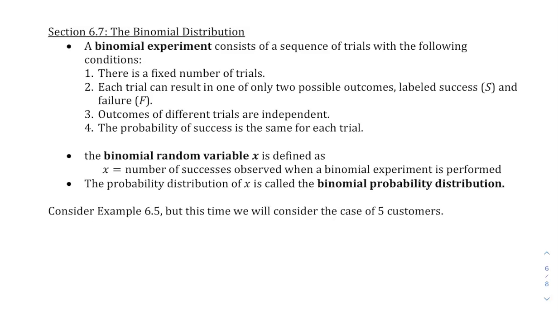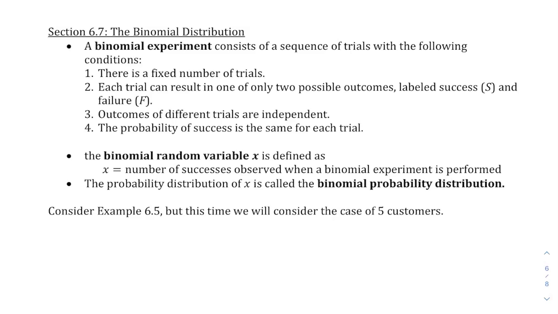The outcomes of different trials do have to be independent, and the probability of success is the same for each trial. If all of that is true, then you can create a binomial random variable x, where x represents the number of successes observed when the binomial experiment is performed. And so collectively, that probability distribution is called the binomial probability distribution.